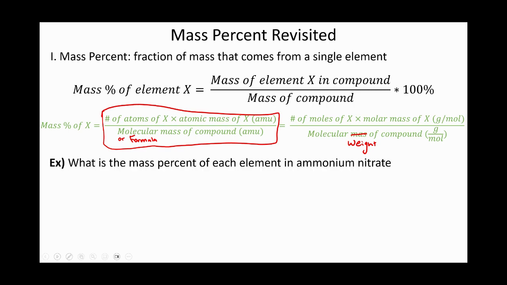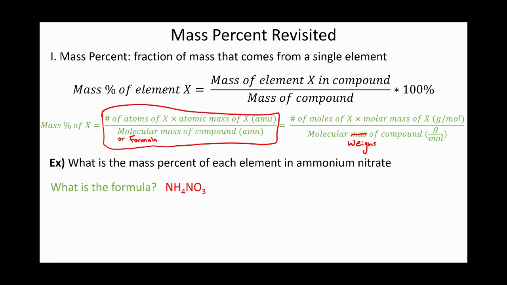Let's ask ourselves, what is the mass percent of each element in ammonium nitrate? This starts by utilizing what we just talked about for determining the formula. You'd look at this and ask yourself, is this an ionic or a covalent compound? We'd see that these are two charged polyatomics, joined together by an ionic bond. So we'd say this is an ionic compound. Its formula is NH4NO3.